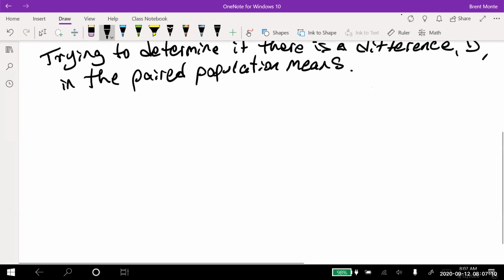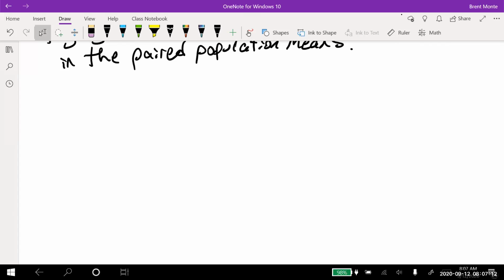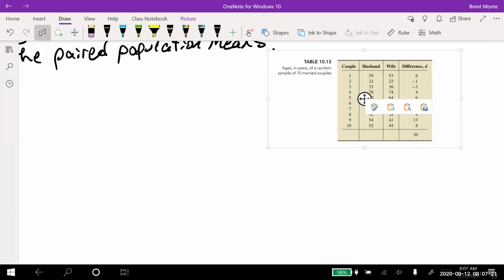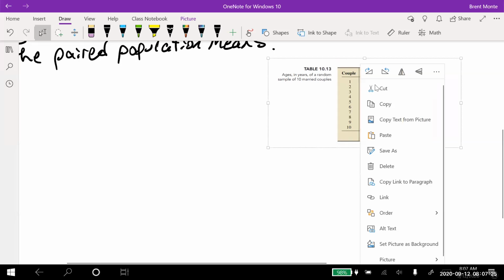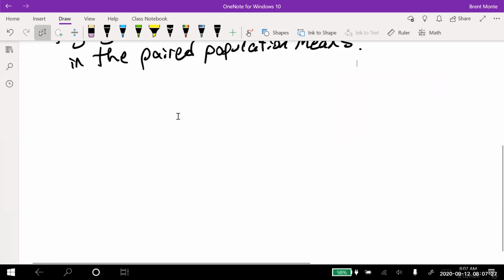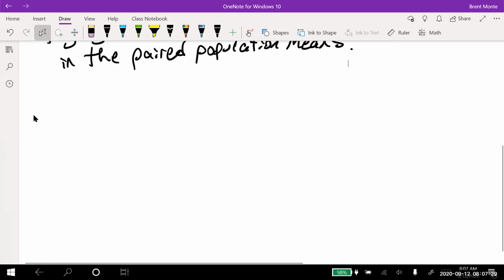Let me show you an example of what we're talking about. A lot of this is going to be invisible to us because we're going to use StatCrunch and it's going to do all the numbers for us. Let's move that over so we've got it in a nice spot.